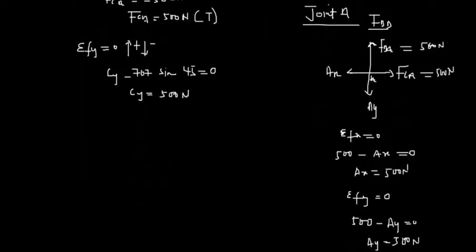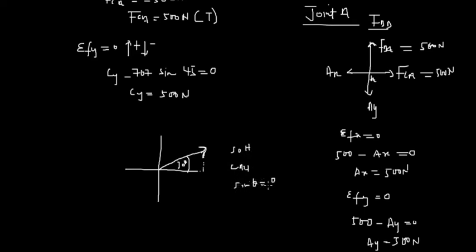Now let me clarify this. In case you have any force acting in this direction, let's say a force at an angle of 30 degrees, acting in this direction, this is how you take the force components. Sine of theta is equal to the opposite over the hypotenuse, and cosine of theta is the adjacent over the hypotenuse.